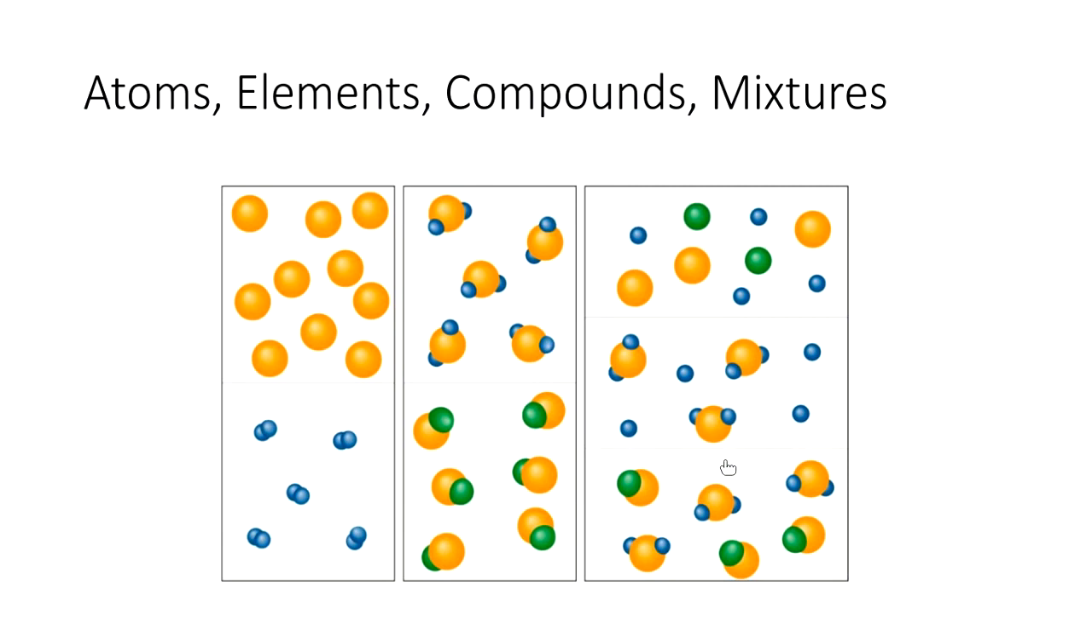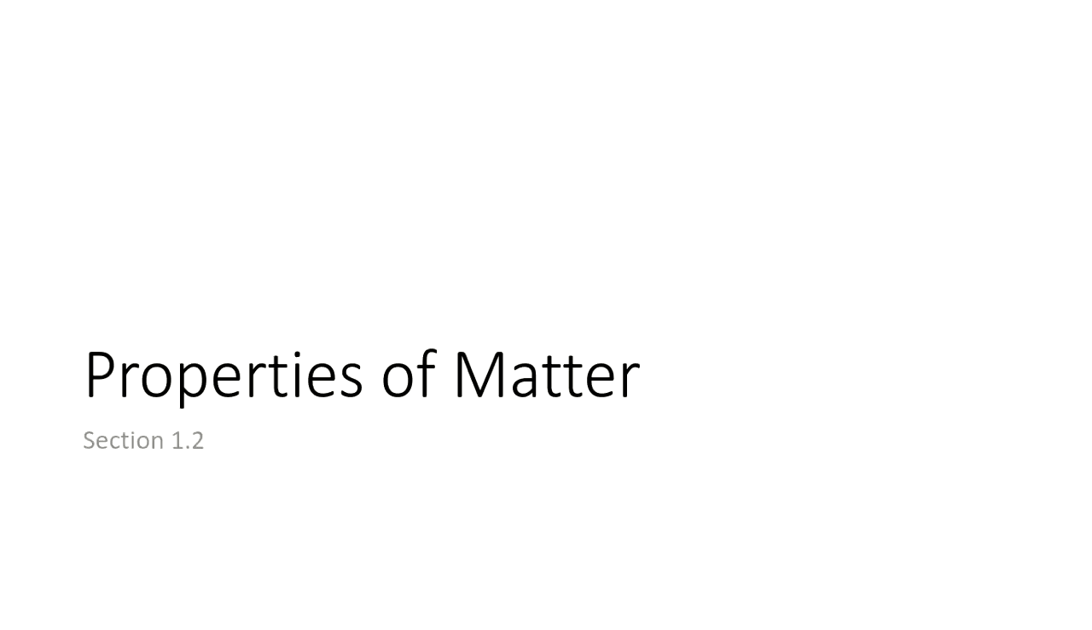Okay, let's move on now. So let's talk about properties of matter. But let's define first what a property is. So a property is a characteristic, but again, it is a characteristic by which something can be identified, right?